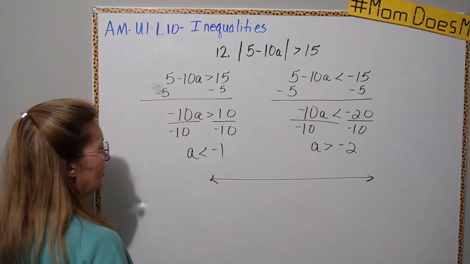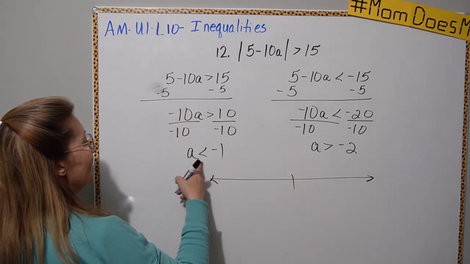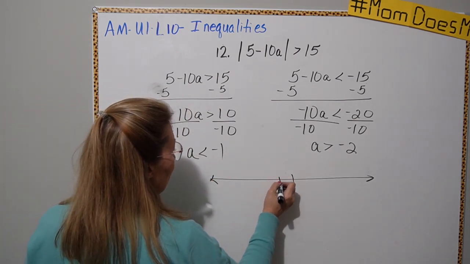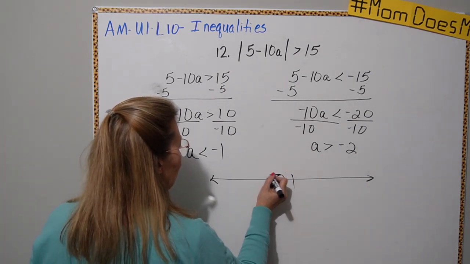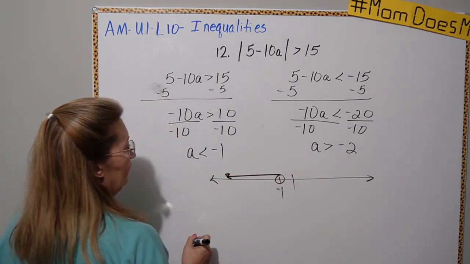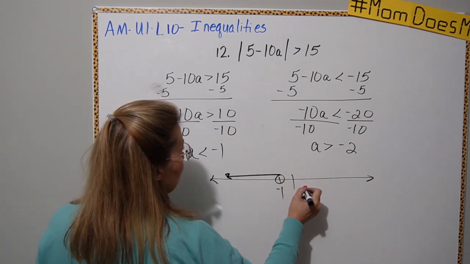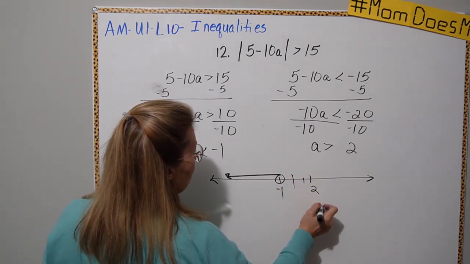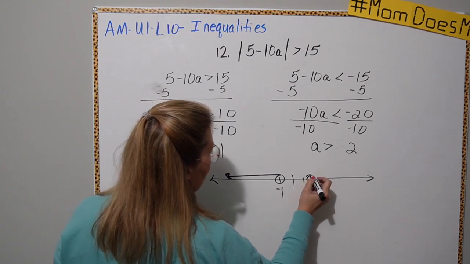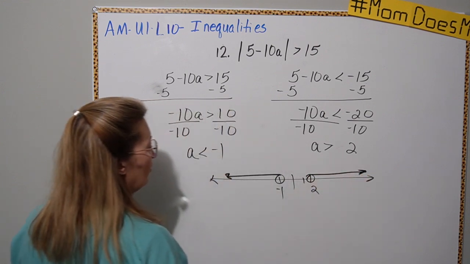It's always easier for me if I do that. All right, a is less than negative 1, so I'm going to have an open dot at negative 1, and my arrow is going to go off to the left. For a is greater than, and this is going to be a positive 2, sorry. For a is positive 2, that's going to be an open circle and off to the right.